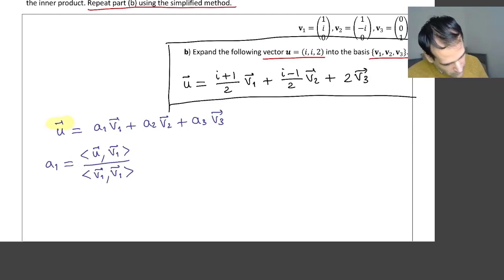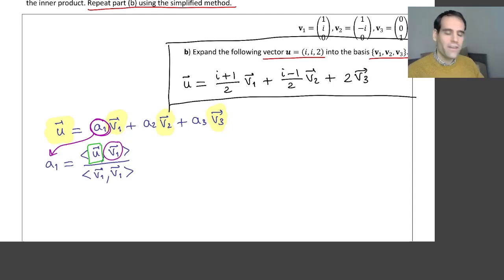So we know our vector u, and we know our basis vectors, v1, v2, v3. In order to calculate the coefficients in this basis, we need to take the inner product of the vector that we want to expand with the vector of the basis, and then divide by the inner product of that basis vector with itself. So why v1 and not v2? Well, because we are calculating the first coefficient, the coefficient of v1. That's why we only use v1 here. Okay, so let's do that.